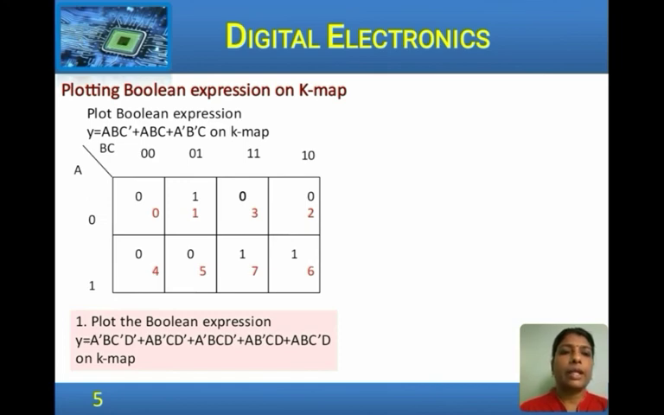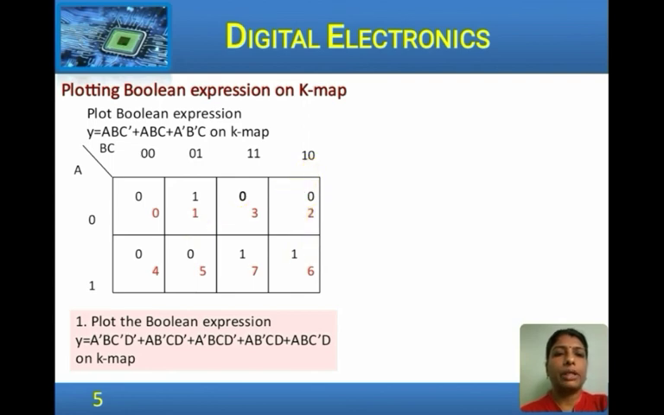Next, plotting Boolean expressions on the K-map. Here a Boolean expression is given, which is a standard or canonical Boolean expression, and each of these terms is a min term. Now, to represent it on the K-map, it is simple. This is A, B, C dash, that is 1, 1, 0. So, 1, 1, 0 is 1.